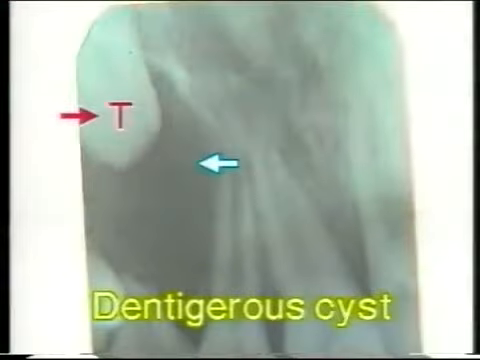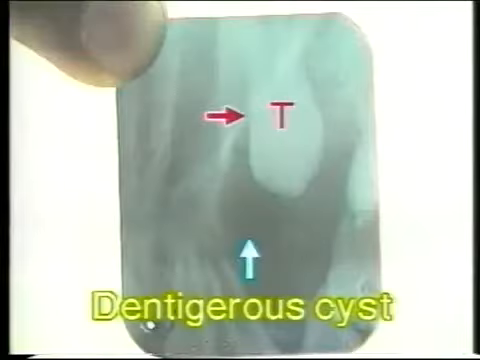This X-ray shows a dentigerous cyst in the maxilla. Note the large radiolucent cyst. The red arrow points to an unerupted mature tooth. This is a typical dentigerous cyst with an adult tooth inside it.